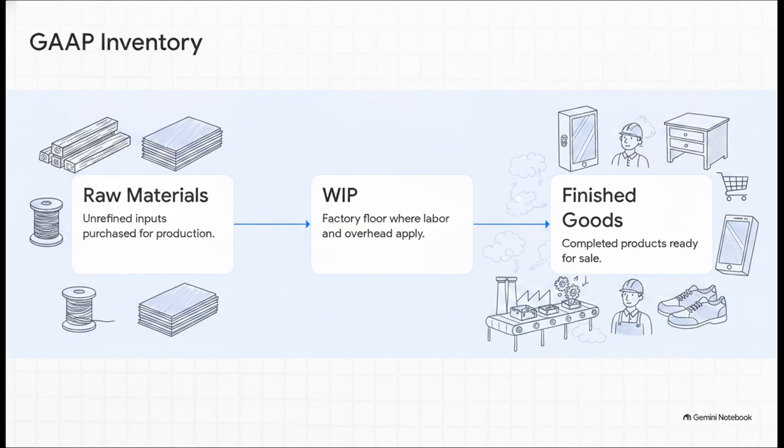Those are your completely unrefined inputs. Step 2 is work in process, or WIP. Think of that as the factory floor where all the heavy lifting, labor, and overhead are applied. And then step 3 is finished goods, the completed, shiny products that are finally ready to go.